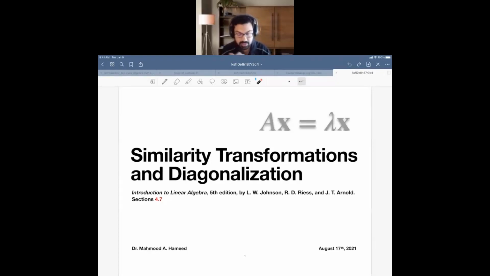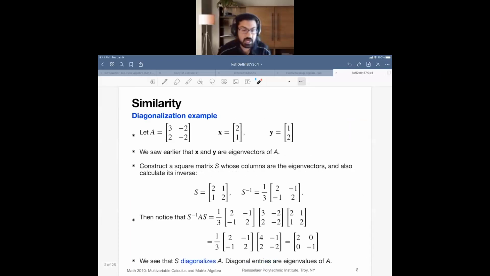So we'll talk about why diagonal matrices are good to work with, mathematically convenient to work with, and we'll look at those transformations. This is from the textbook section 4.7. Before we talk about what makes two matrices similar, let us work through a diagonalization example.